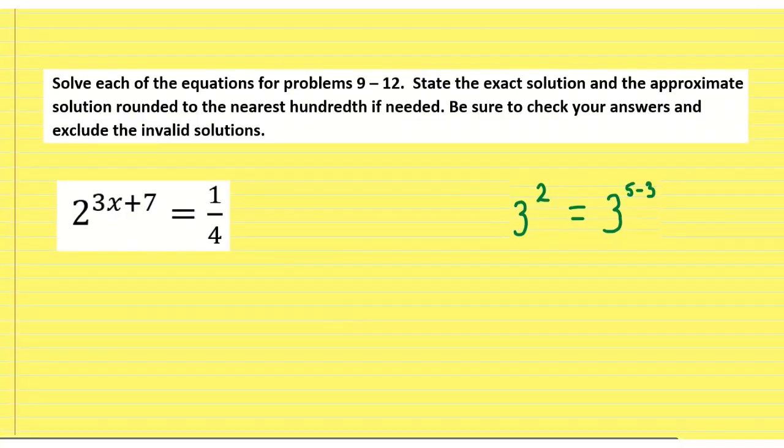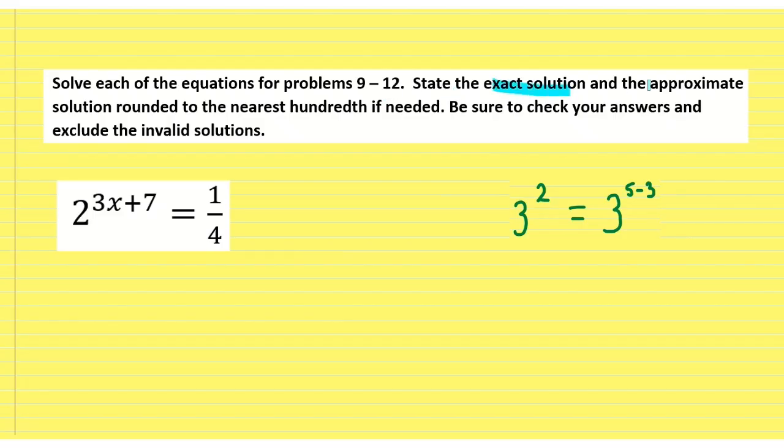Okay, so it says solve each of the equations for problems 9 through 12. State the exact solution and the approximate solution rounded to the nearest hundredth if needed, and be sure to check your answers and exclude invalid solutions.